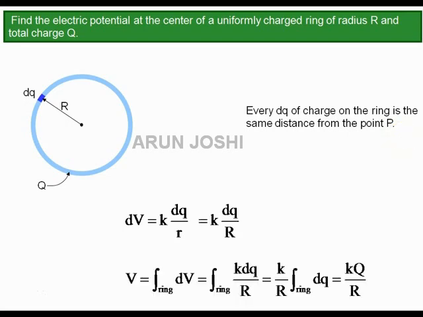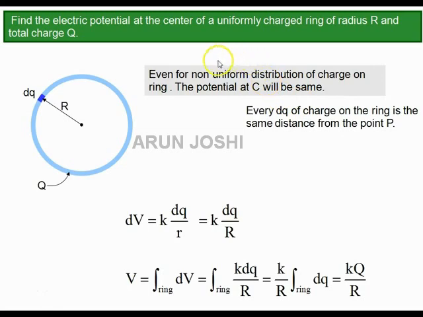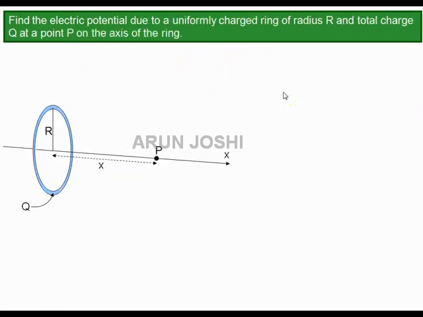This is the result. And even for non-uniform distribution of charge, potential at the center will be the same. Okay. I think in the last class I have discussed the electric field on the axial line of the ring. Now I will discuss the potential.